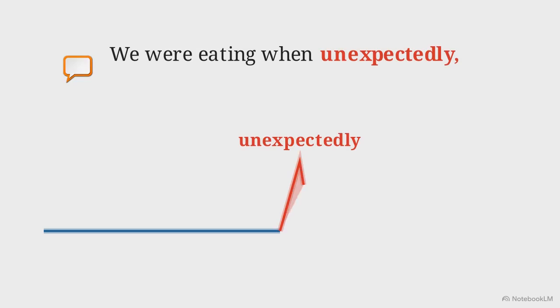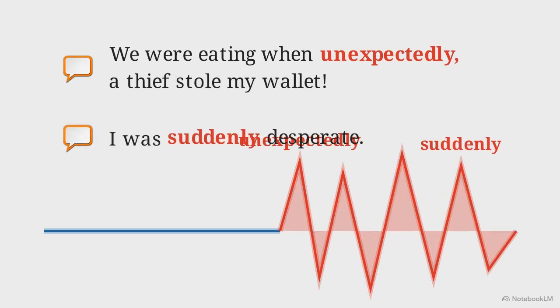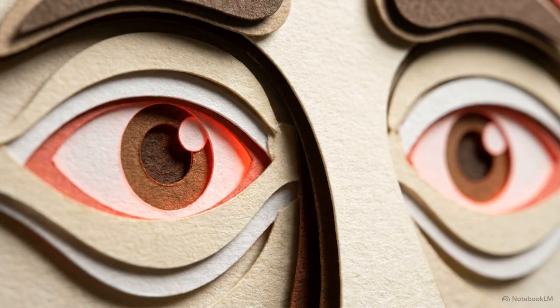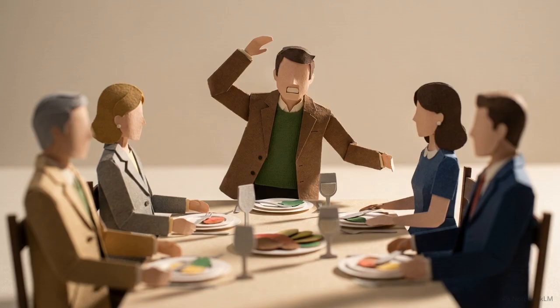We inject the climax into the story right as they are eating. "We were eating when, unexpectedly, a thief stole my wallet. I was suddenly desperate." The placement of these red words forces the sentence to pivot. It mimics the feeling of panic Mrs. McCara experienced, transferring that tension directly to the listener. Dropping an adverb into the middle of your sentence is the fastest way to add maturity and emotional depth to your vocabulary.